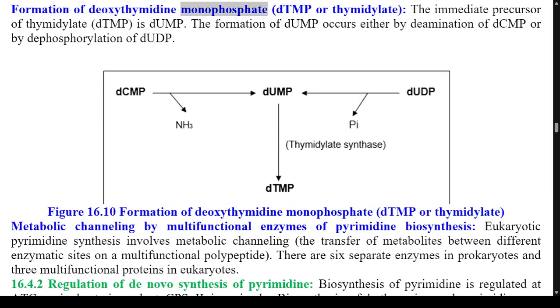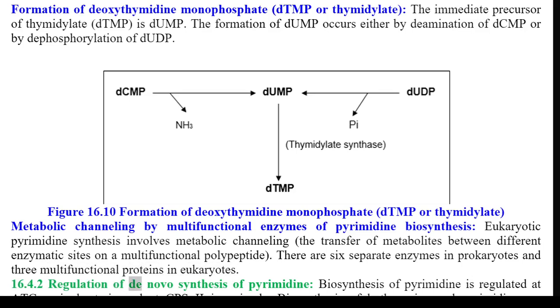Formation of deoxythymidine monophosphate, dTMP or thymidylate. The immediate precursor of thymidylate, dTMP, is dUMP. The formation of dUMP occurs either by deamination of dCMP or by dephosphorylation of dUDP. Figure 16.10 Formation of deoxythymidine monophosphate, dTMP or thymidylate. Metabolic channeling by multifunctional enzymes of pyrimidine biosynthesis. Eukaryotic pyrimidine synthesis involves metabolic channeling, the transfer of metabolites between different enzymatic sites on a multifunctional polypeptide. There are 6 separate enzymes in prokaryotes and 3 multifunctional proteins in eukaryotes.